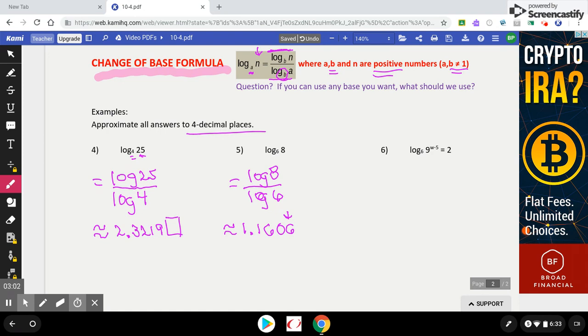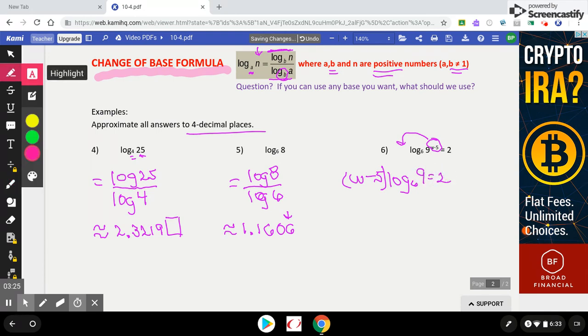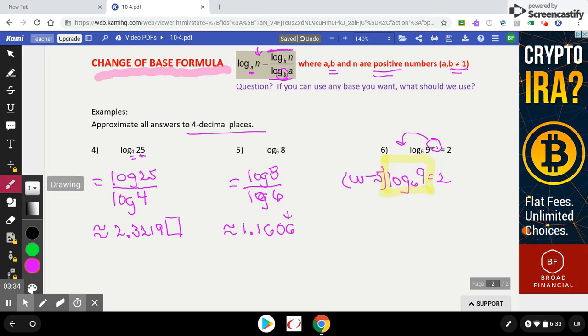Problem number 6 is a little more complicated. Hopefully you remember from part 1, we said that any time you have an exponent in a log, you should pull out the power rule. So I am moving that w minus 5 out in front. Log base 6 of 9 equals 2. This looks like the last 2 problems we just did. And if it's like the last 2 problems, I don't want log base 6, so I'm going to do the change of base formula.